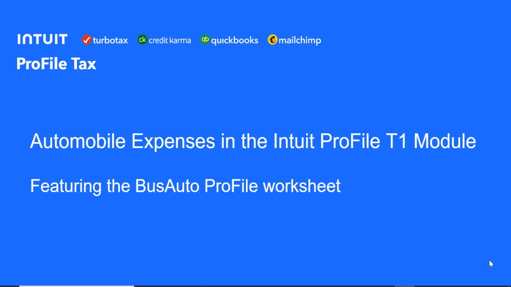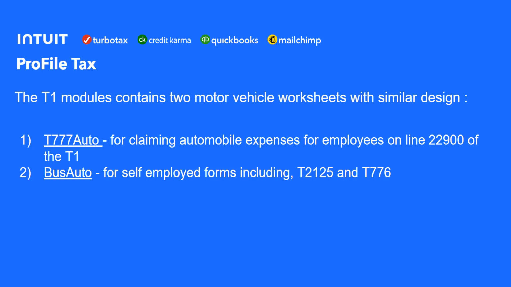In this video, we're going to have a look at claiming automobile expenses in the T1. Typically, we'll go into how the Busauto profile worksheet is set up. In the T1 module, there's two motor vehicle worksheets. They're similar in design. There's the T777 Auto. That's for claiming automobile expenses for employees and is reported on line 22900 of the T1.